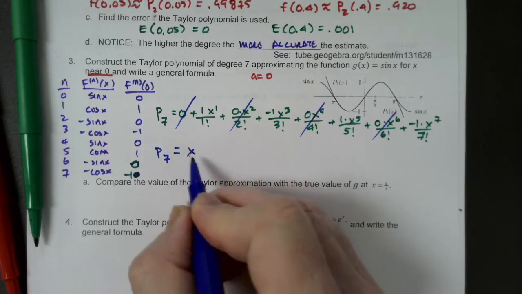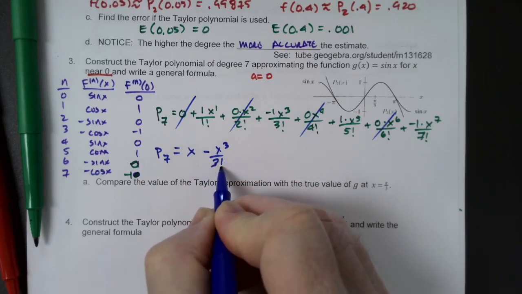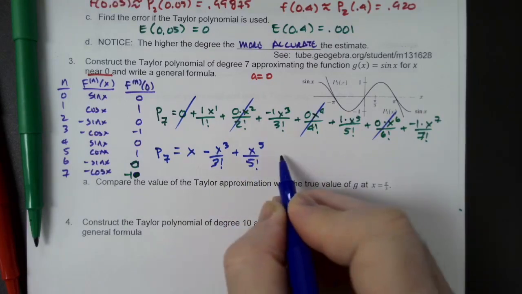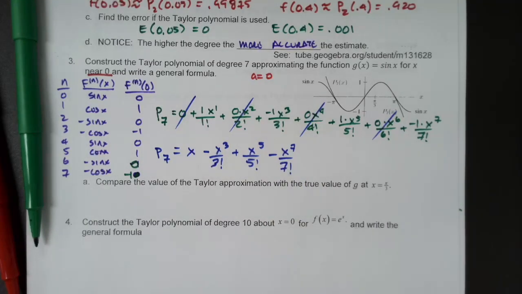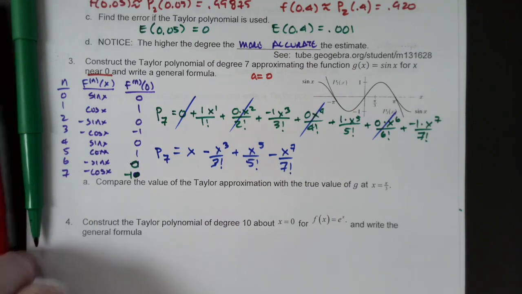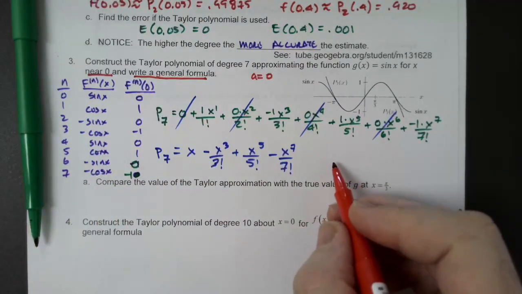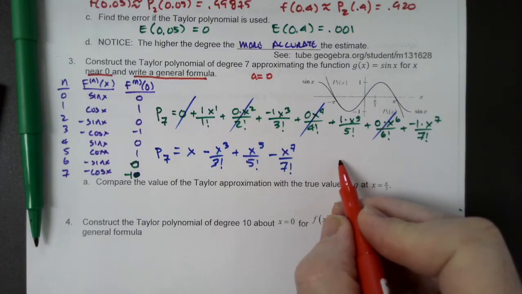So this just turns into x to the first power minus x cubed over 3 factorial plus x to the 5th over 5 factorial minus x to the 7th over 7 factorial. Okay. And it does say write a general formula. I've kind of run out. No, I'll fit it over here. The general formula for this, if I wanted to write this for each term, I guess I could.